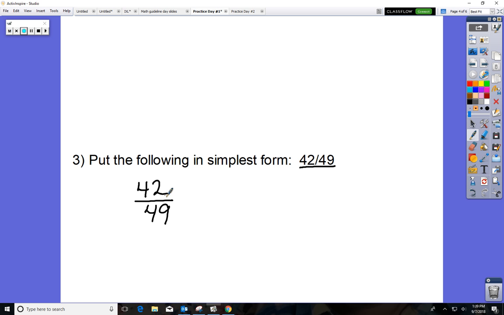So then I would think about 42 and think if 42 can be divided by 7, or if 7 times something will give me 42. And I know that 7 times 6 is 42. So what that means is I can divide both of these numbers by 7. 42 divided by 7 is 6, and 49 divided by 7 is 7.